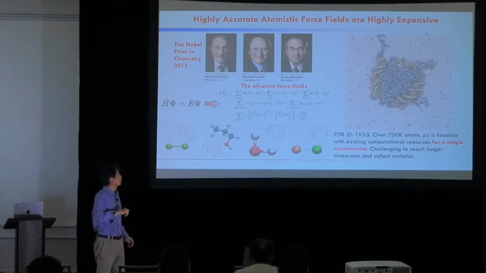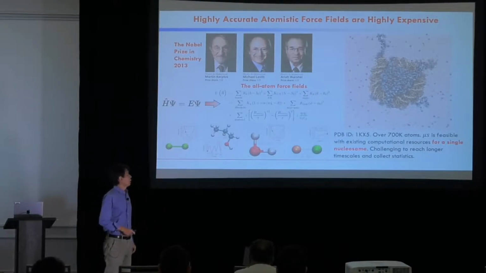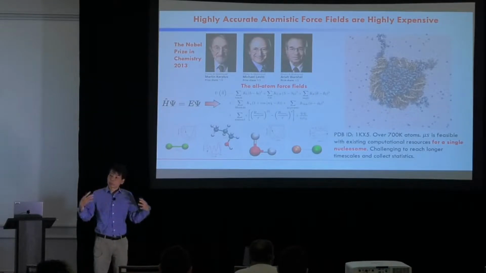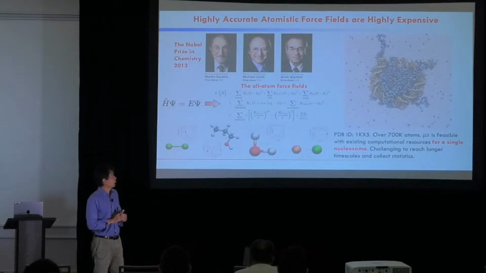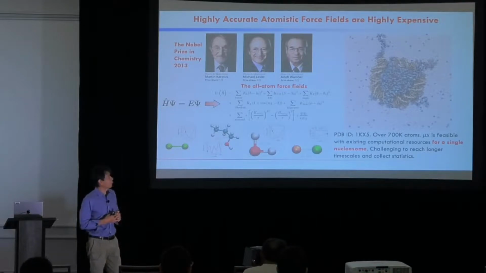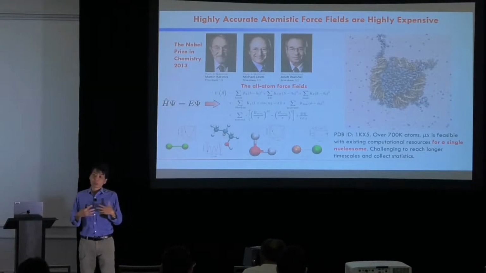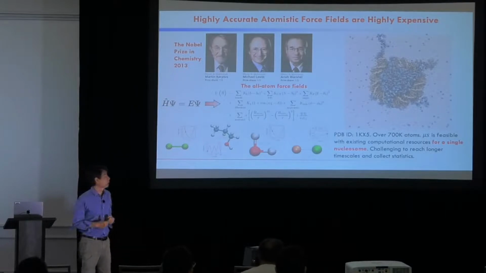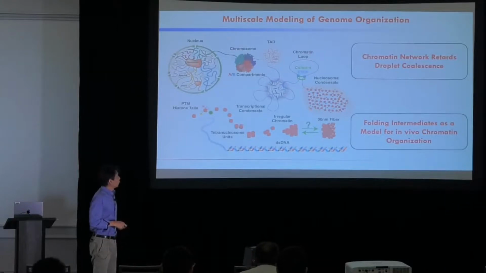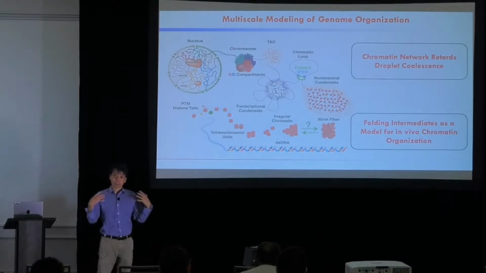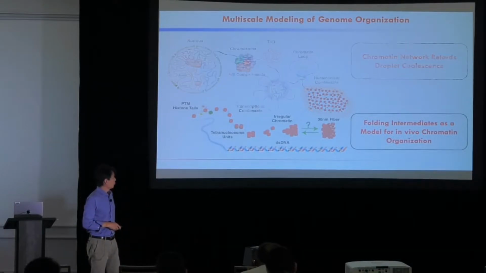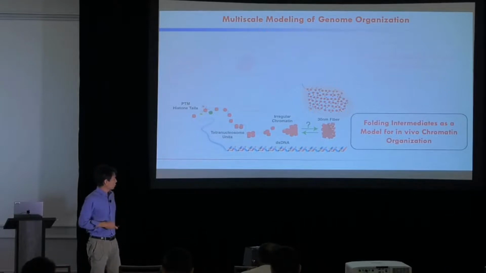So to study much larger scale questions, we have to develop approximate but accurate energy functions. That's the unifying theme of my lab. We try to invent new coarse-grained but accurate models that allow us to study the structure and the dynamics of the genome. And today I'm going to give you two examples to explain how we do that at different scales. Okay, and we're going to start with the near atomistic model.